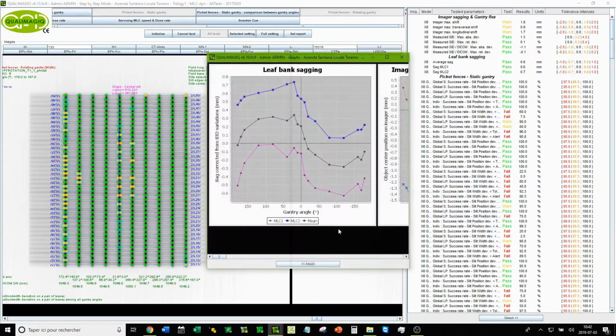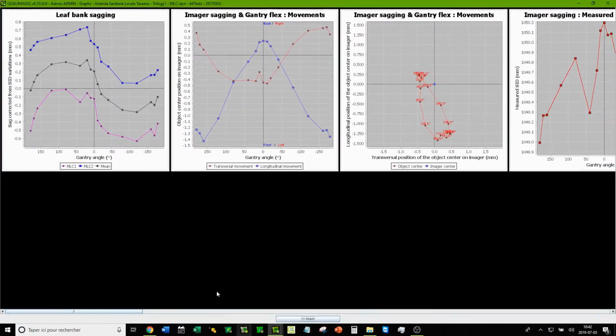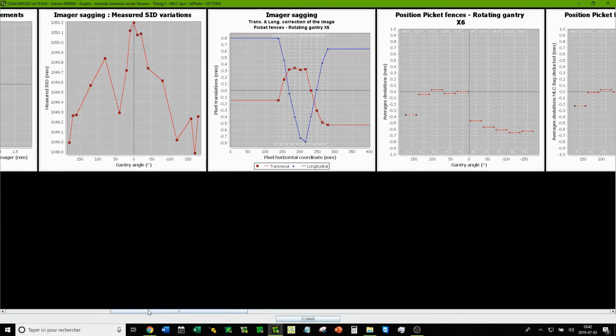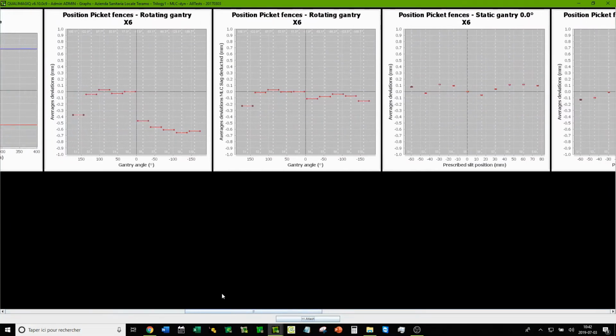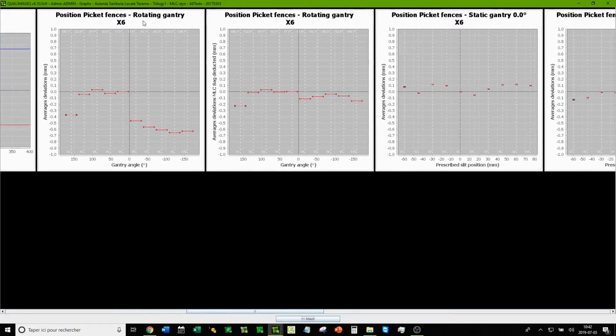This demonstrates the pertinence to complete the pretest with the measurement of the leaf bank sagging. Another point of interest is shown in the graph, which illustrates the mean of the slit position deviations with the rotating gantry for all leaves. Looking at one slit, we take the mean of all the leaf position deviations, all 40 pairs. The deviation is here, and we subtract from this measurement the amount due to the leaf bank sagging, which we have measured with the pretest.